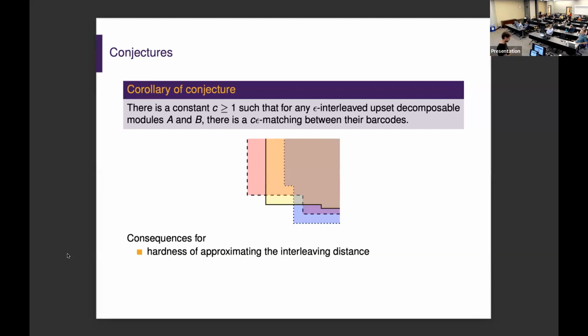And if you have this switch in the upset decomposable case, where it starts out as NP hard and then for weaker approximations it becomes polynomial, then I'm starting to wonder whether this could be the case in general too. And it opens the question of whether we could approximate the interleaving distance for large constants in the general case, which would be surprising to me and very interesting.